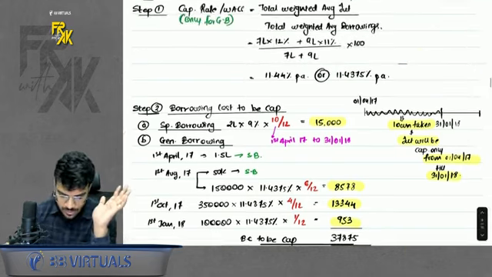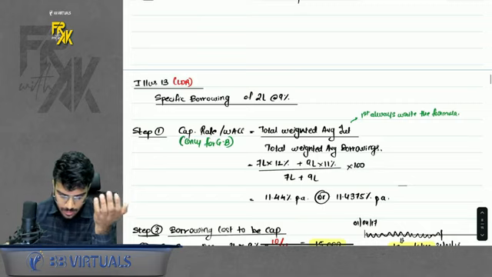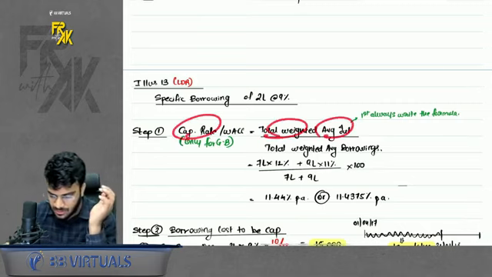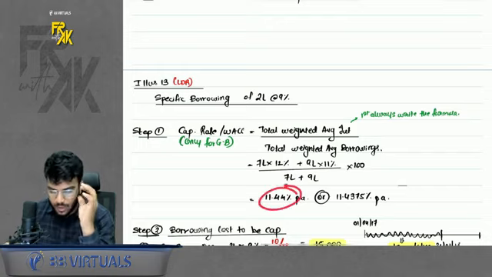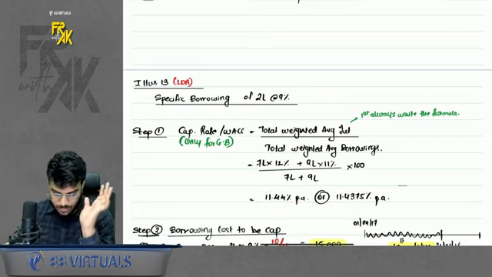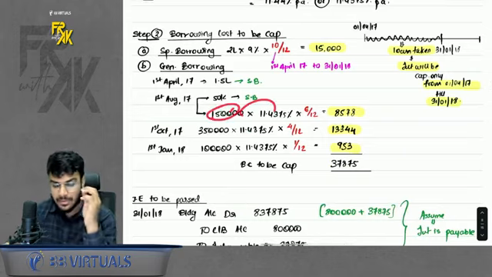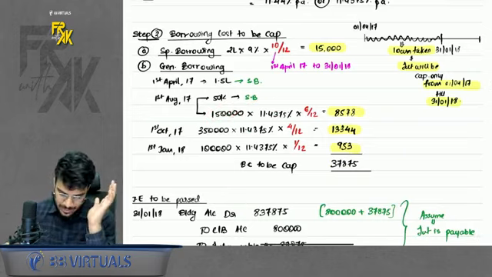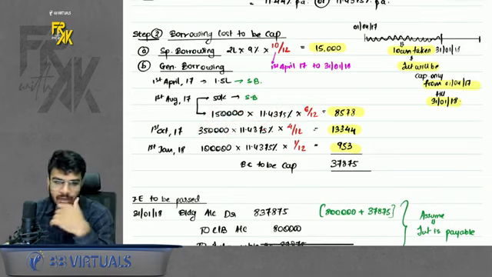Then for general borrowing you will find the capitalization rate. How will you find it? Total weighted average interest divided by total weighted average borrowings. This is how you will do it, and you will get a rate. While calculating this, do remember that you are only finding it for general borrowings. Don't consider specific borrowing here. Then for the remaining expenditure, we will assume that they were funded by general borrowing. So expenditure into rate into number of months. Simple. That is how it is done.